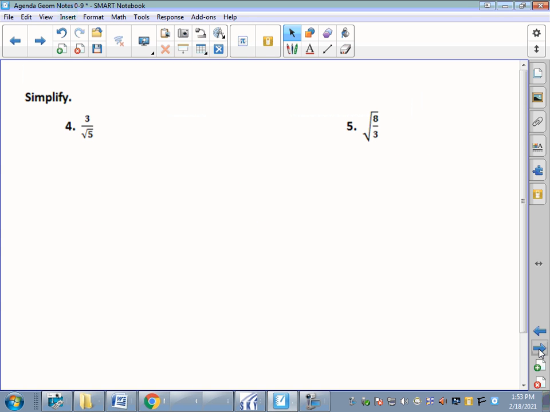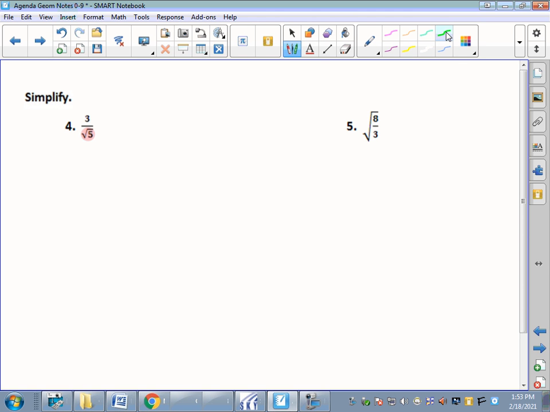3 over the square root of 5. Well, if that guy was flipped over, no problem, right? But that square root of 5 in the bottom of the fraction is what I am objecting to. I cannot have a denominator that has a radical.